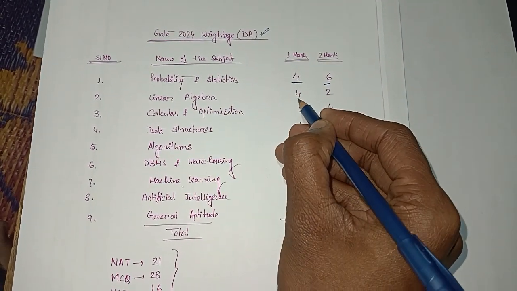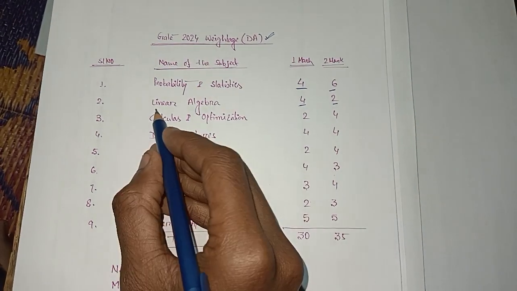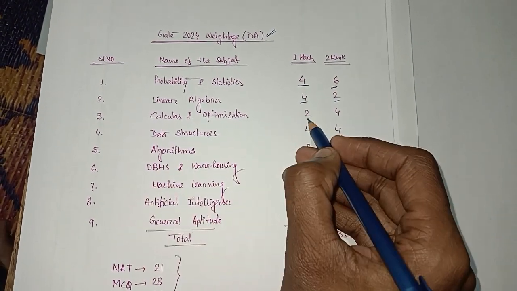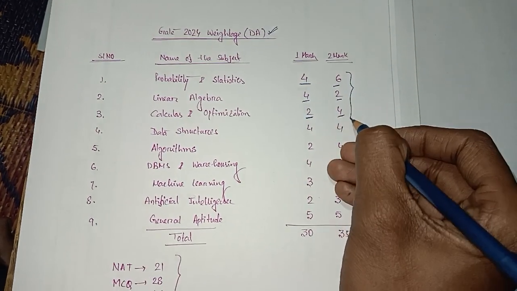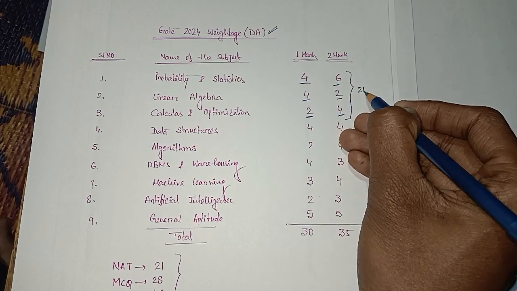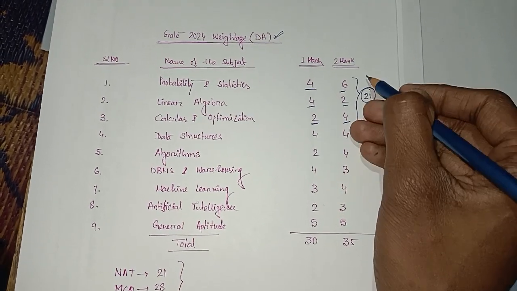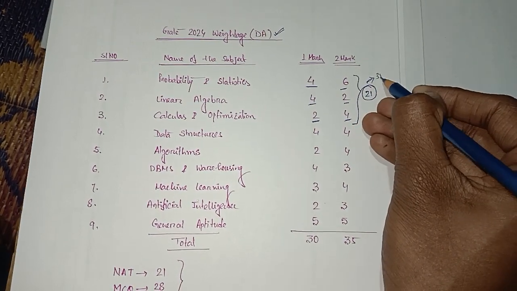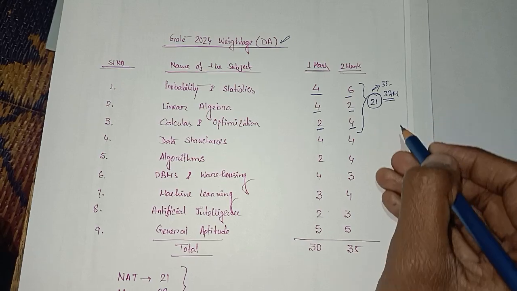In linear algebra, 4 questions for 1 mark and 2 questions for 2 marks. Similarly, in calculus we get 2 questions for 1 mark and 4 questions for 2 marks. So approximately we get 21 questions from the math portion, and approximately 37 marks came from it.